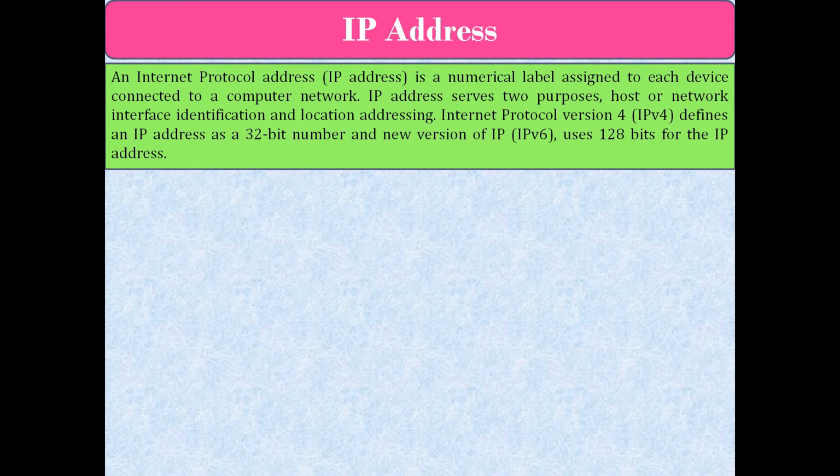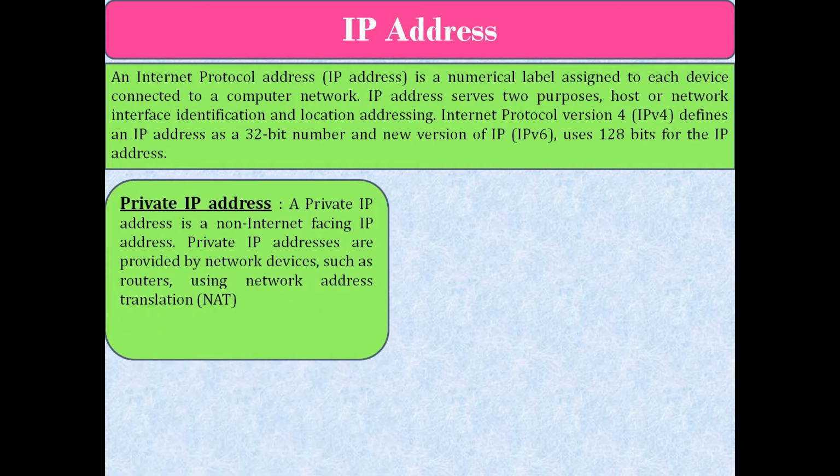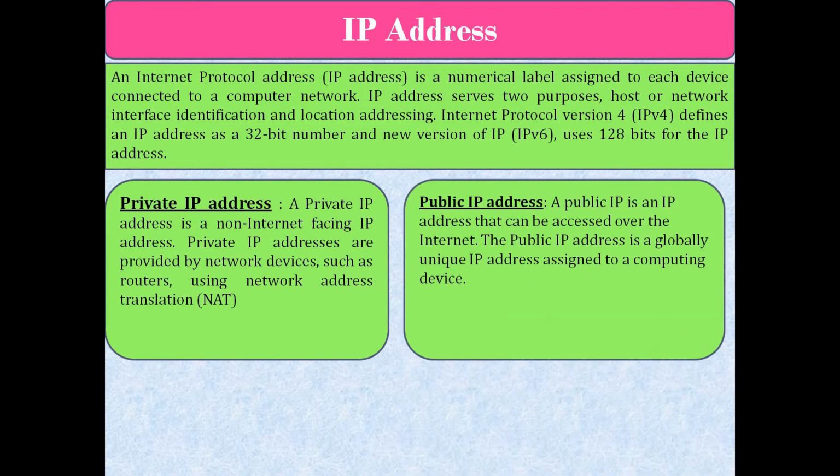IP addresses have two versions: IPv4, which is 32-bit, and IPv6, which is 128-bit. Next, we see the private IP address and the public IP address. These are the two concepts we will see here. What is a private IP address? What is a public IP address? A private IP address is a non-internet-facing IP address. Private IP addresses are provided by network devices such as routers using network address translation, meaning NAT. So what does private IP address mean?